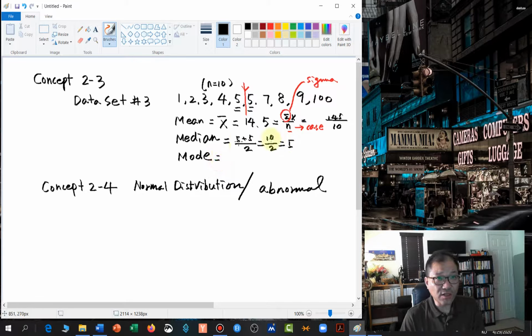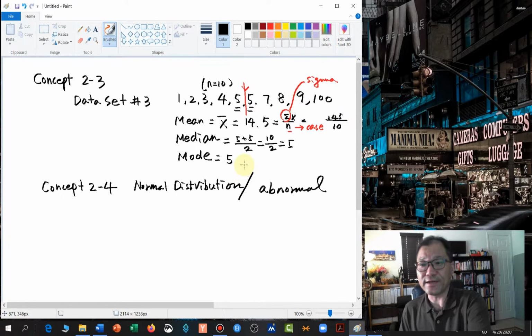The mode is the number that you can see the most. So I see two 5s right here. So mode is 5. Good. Okay.